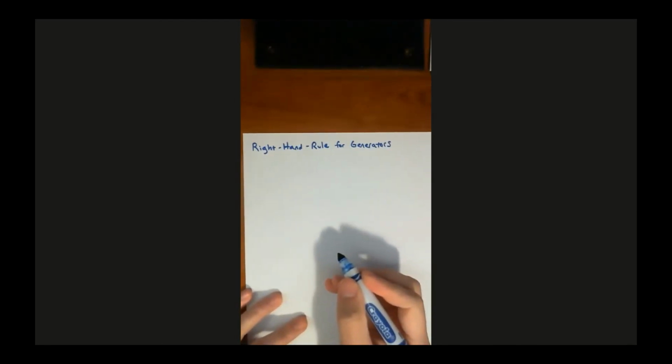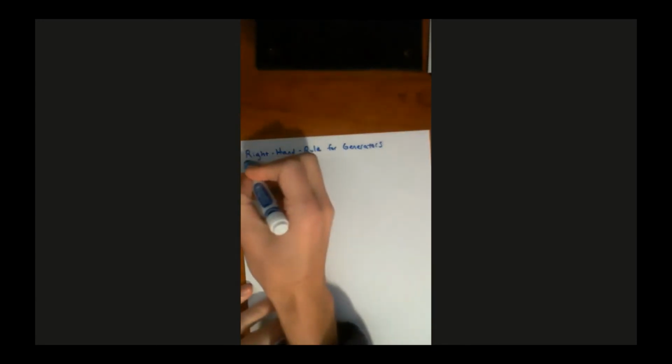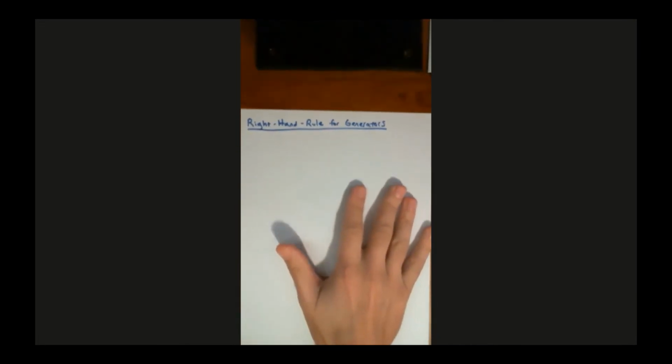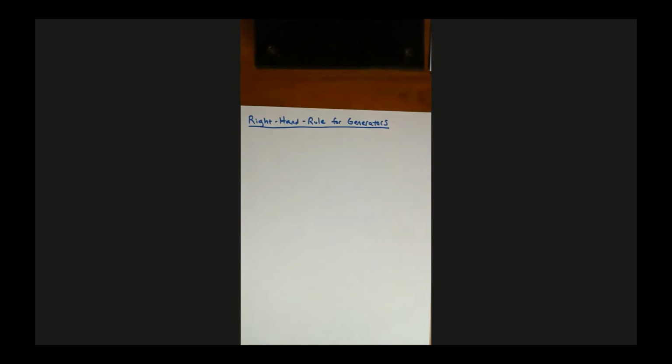We can use it to decide what is the polarity of the voltage induced by the generator. So to apply the right-hand rule for generators, you have to use your right hand, but you don't use the same shape as we had for the right-hand rule for current-carrying conductors. What you do is you make a shape like this.